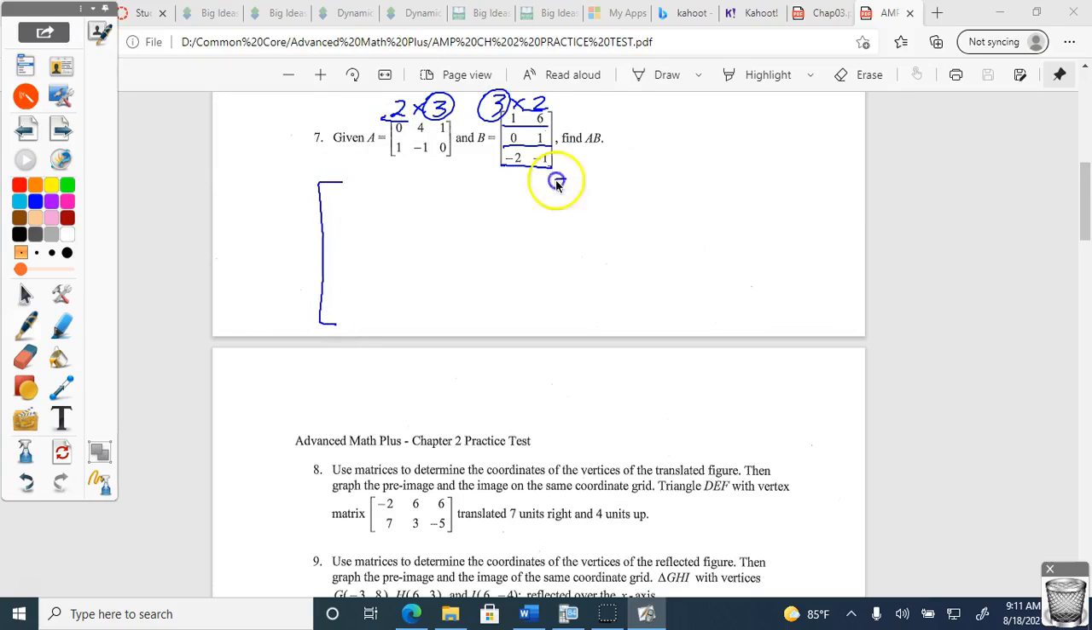I thought it was 3 by 3. No, the inside numbers match. The outside tells you how big your answer is going to be. Okay? So we're doing row by column. So 0 times 1 plus 4 times 0 plus 1 times negative 2.